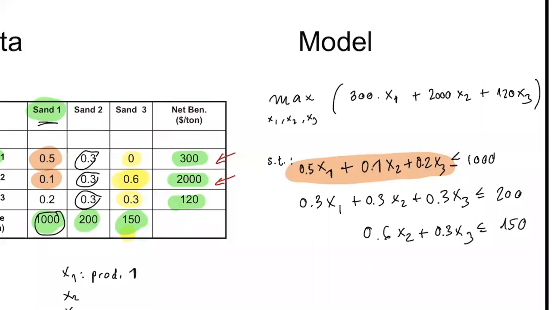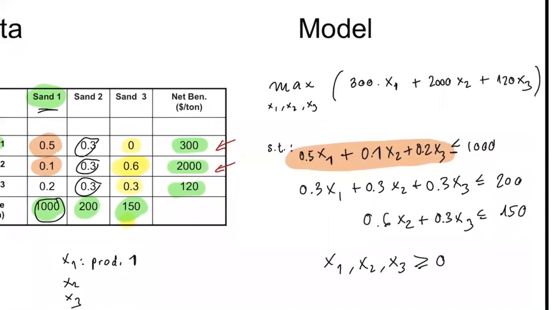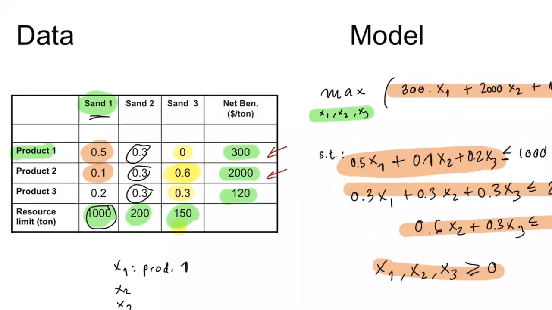And the last thing I need to add in this model is that I cannot produce negative products. So I will define that x1, x2, and x3 cannot be negative. They have to be non-negative numbers. So this is my optimization problem. I have everything. I have my constraints, right? These are the constraints. I have an objective function. I have decision variables. And then I have parameters, okay?